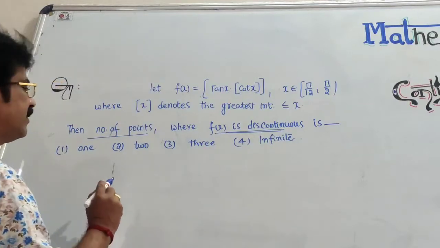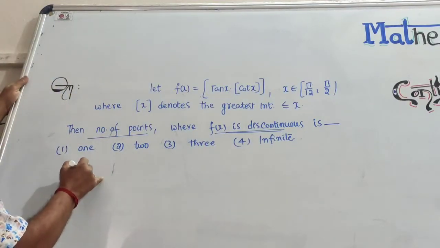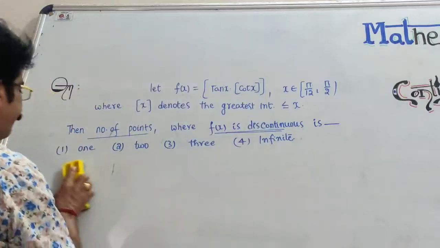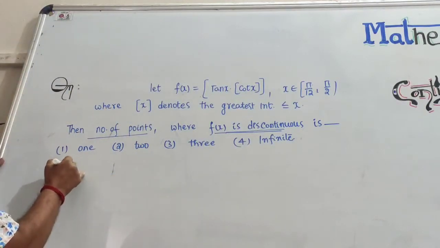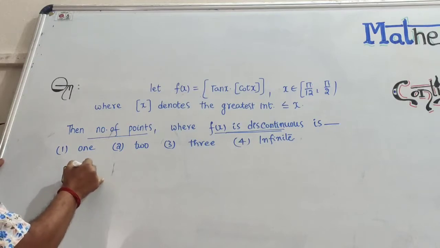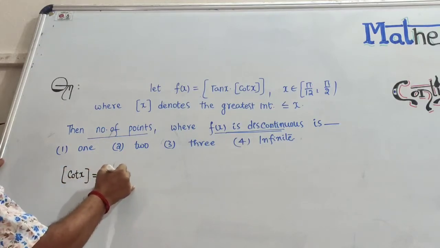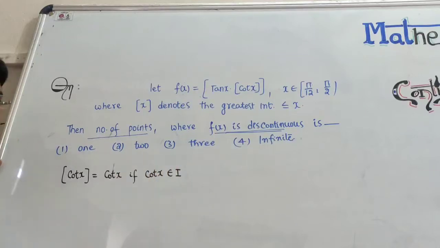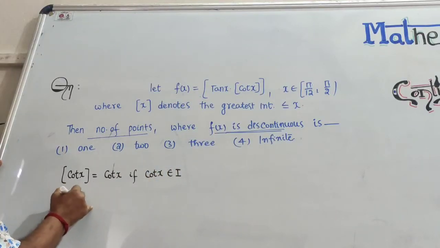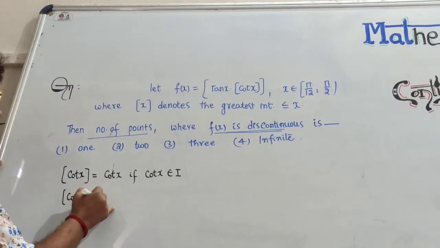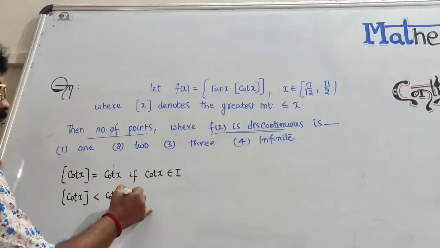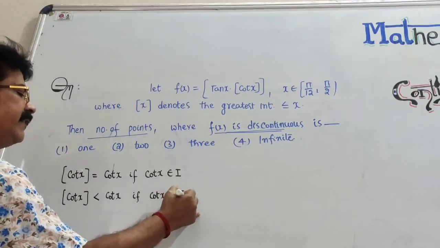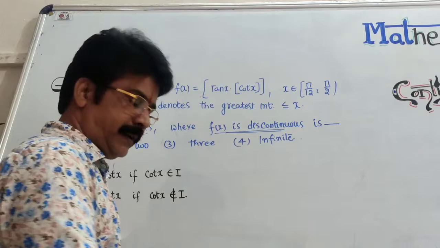Here, what important formula is there? Floor of cot x is equal to cot x if cot x is an integer, and floor of cot x is less than cot x if cot x does not belong to the integers. This is the most important formula, right?